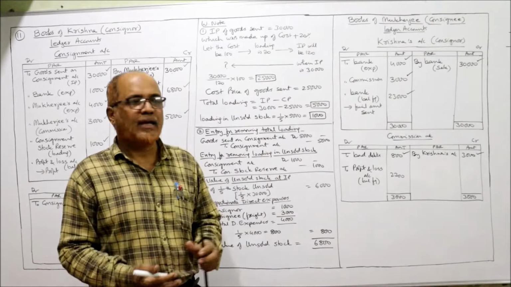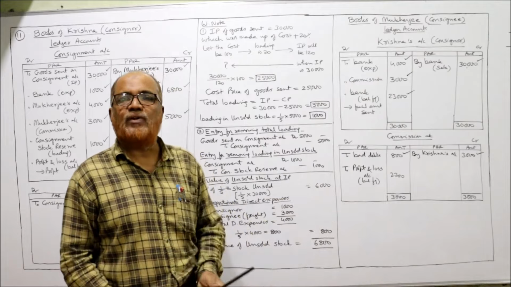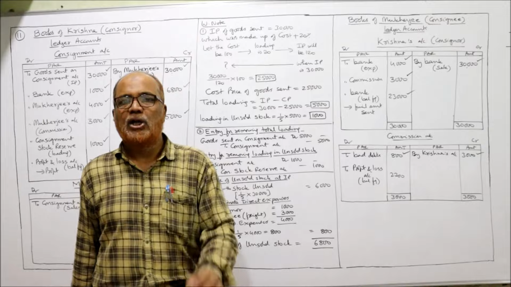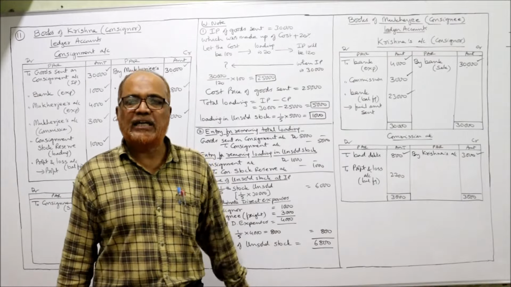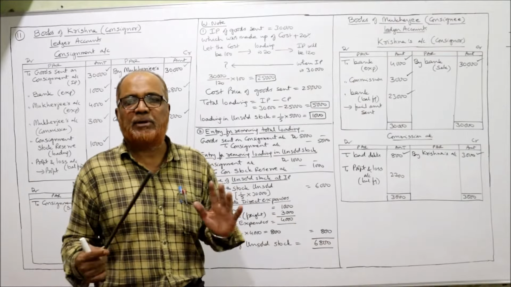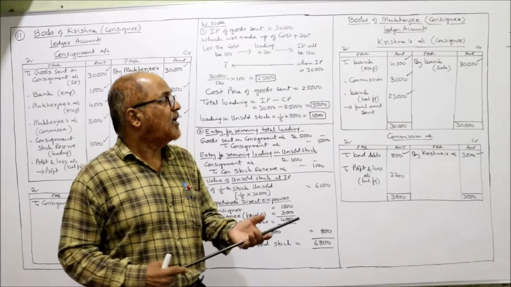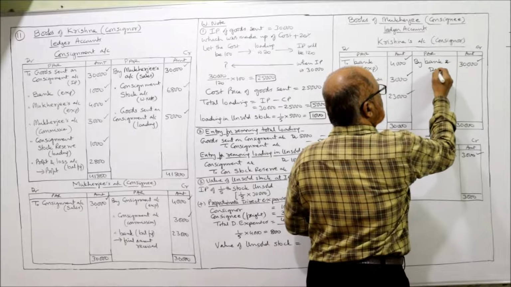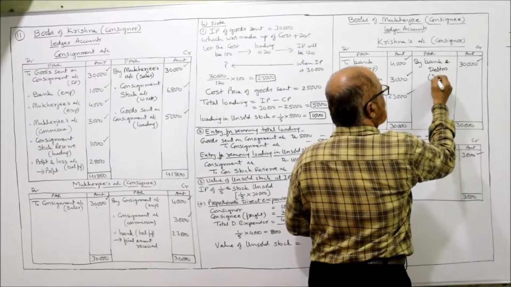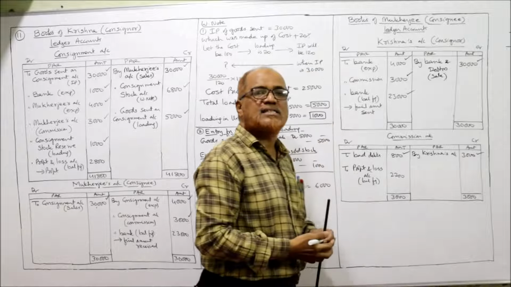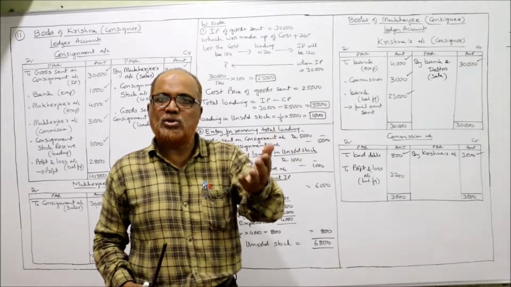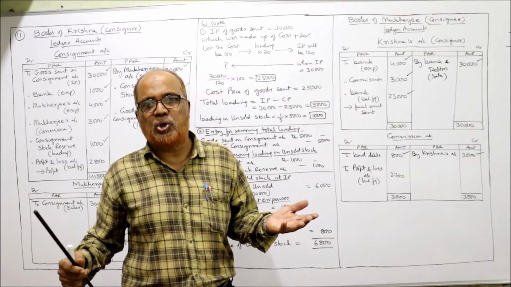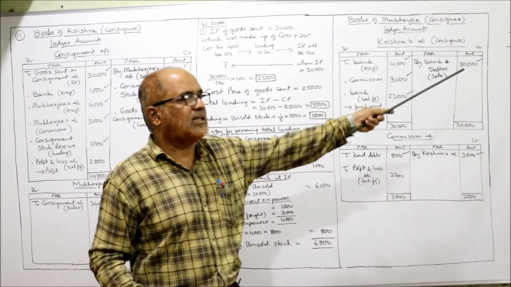Now the remaining will be transferred to profit and loss account. So to profit and loss account balancing figure 2,200. The net gain to consignee is 2,200 from this consignment. Net gain, right? Here I am writing not only bank but bank and debtors, because he is selling the goods on cash as well as credit. So how much cash sales, how much credit sales, we don't know. But the total sales we know, 30,000.